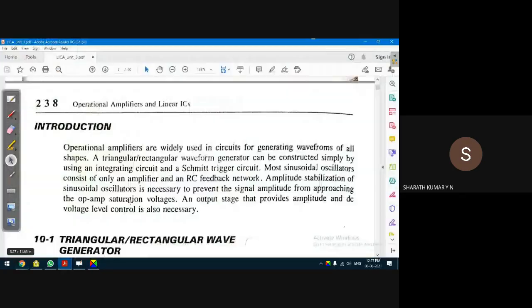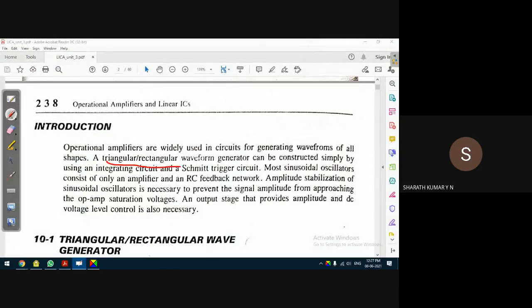Okay. So triangular, and I think we are stuck at this point only. Okay, waveform generators can be constructed. That is, these waveforms can be generated by using an integrating circuit and a Schmitt trigger circuit. Okay, so we'll discuss this. In fact, we will discuss what an integrating circuit and Schmitt trigger circuits are.